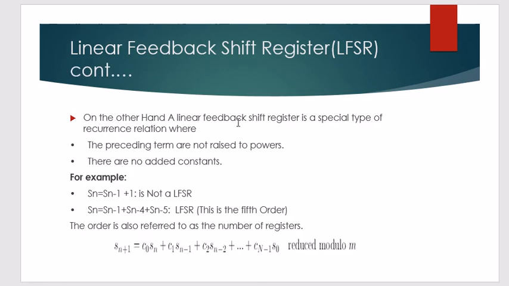On the other hand, a linear feedback shift register is a special type of recurrence relation where the preceding terms are not raised to powers and there are no added constants. For example, s of n equals s of n minus 1 plus 1 is not an LFSR because here a constant term is added. But the other one, with s of n minus 1, s of n minus 4, s of n minus 5, is an LFSR because there is no constant term. It's a fifth order LFSR sequence. The order is also referred to as the number of registers. This is the sequence formula of an LFSR.